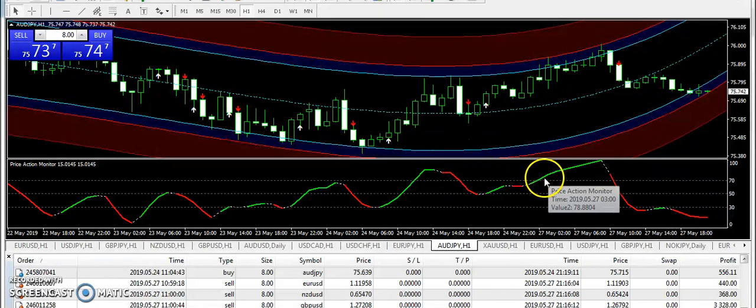And moreover, the price monitor is here, and when it gives the green signal, it means that it is time to buy. When it gives the red signal, it means that this is the time to sell, and this is how we use the trading system.